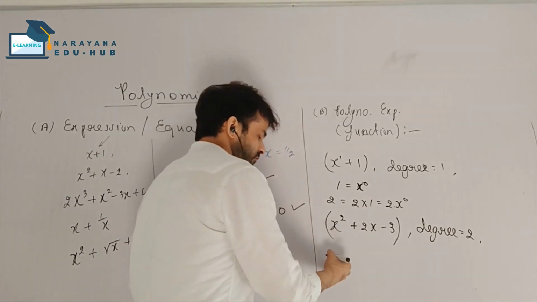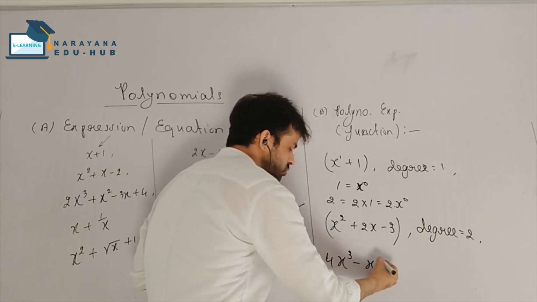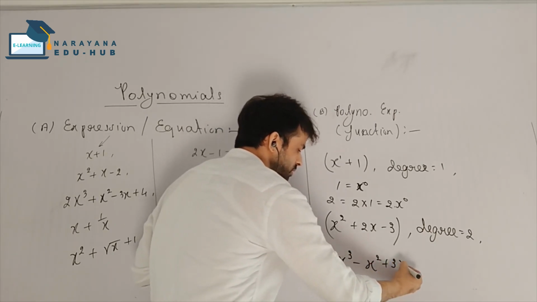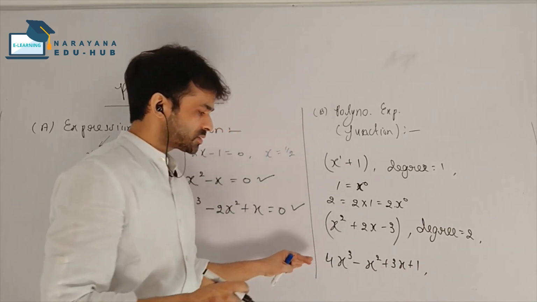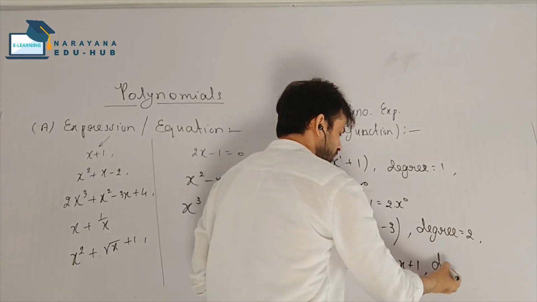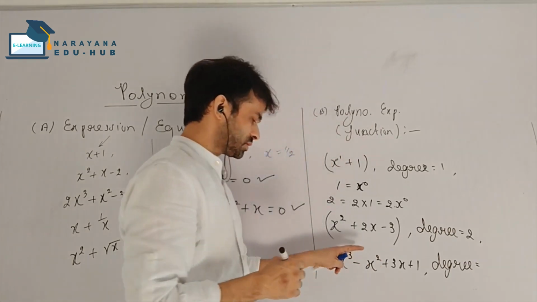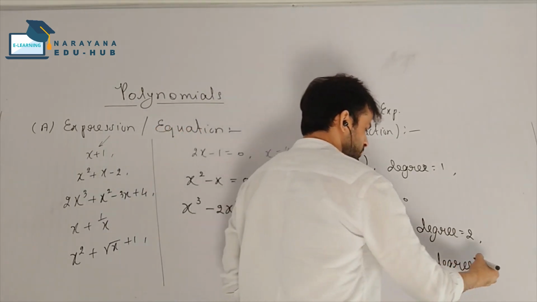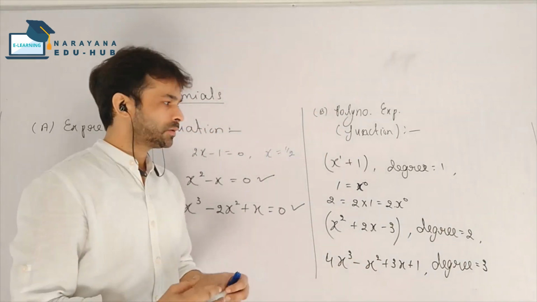Now let's say we have 4x cubed minus x squared plus 3x plus 1. This is also a polynomial. What is the degree? 3. The highest power of x here is 3.